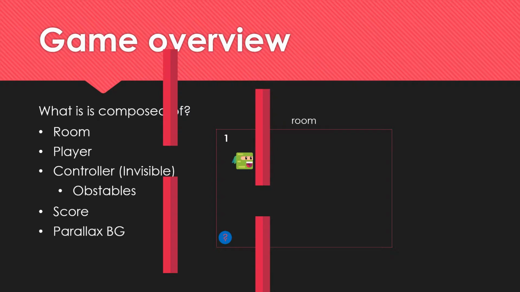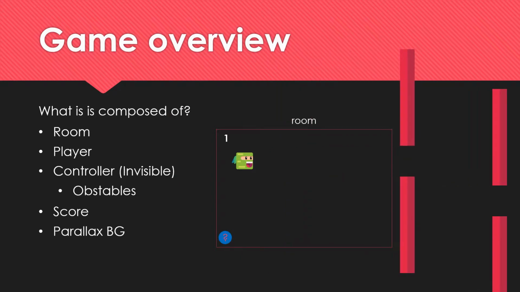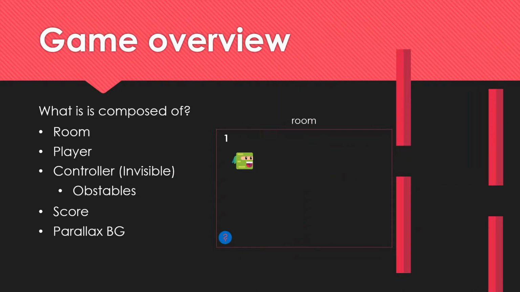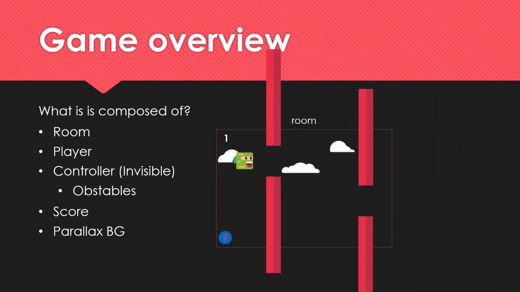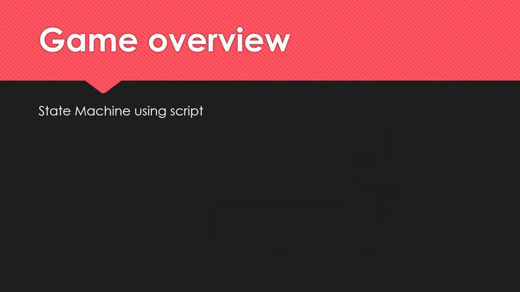Okay, and lastly, we're gonna use also a parallax background for this game. So let me move that backwards. And that's achieved by having a background. In this case, I'm going to use clouds. And it's gonna move also left-wise, but it's gonna be at a slower speed than the obstacles. And this gives us a parallax effect.